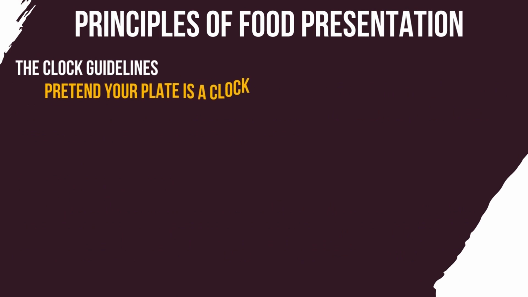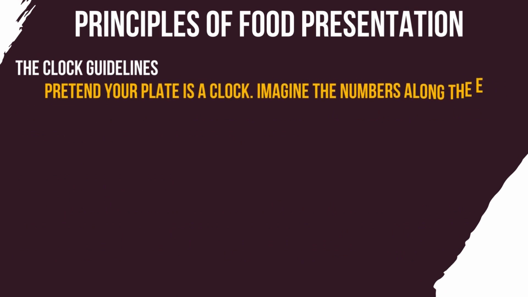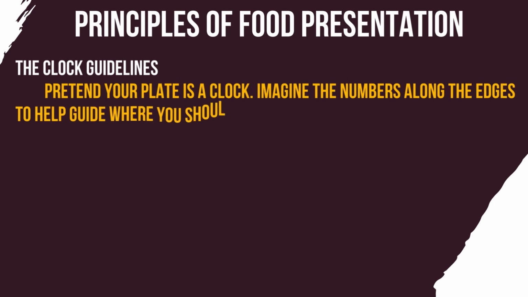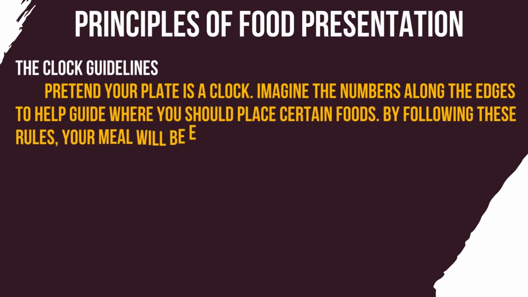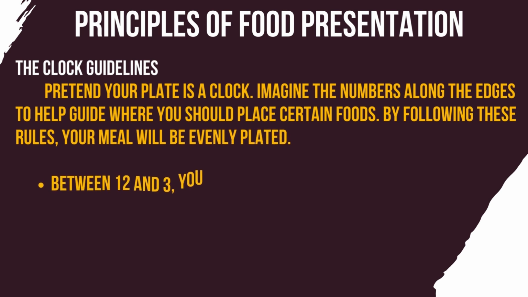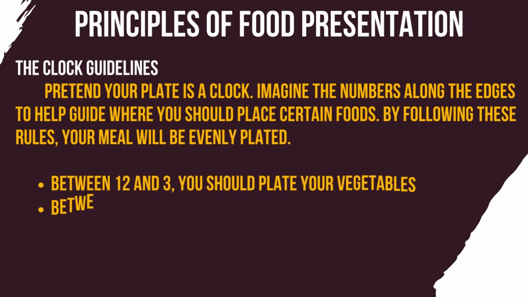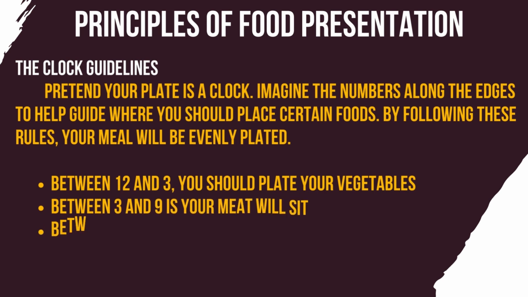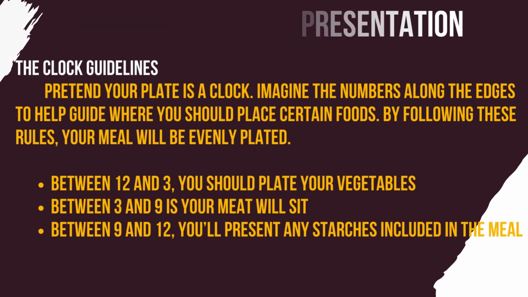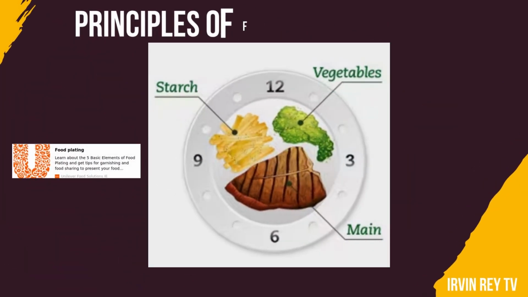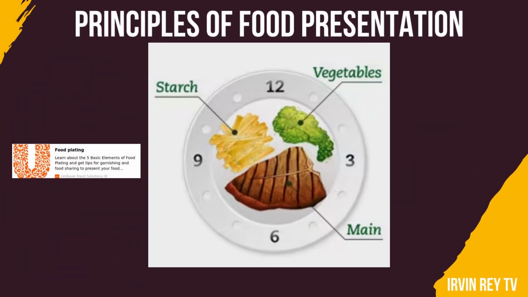The clock guidelines. Pretend your plate is a clock. Imagine the numbers along the edges to help guide where you should place certain foods. By following these rules, your meal will be evenly plated. 1. Between 12 and 3, your meat. You should plate your vegetables between 3 and 9. Between 9 and 12, starches. Here is the clock diagram.